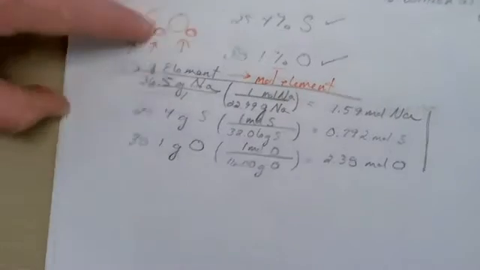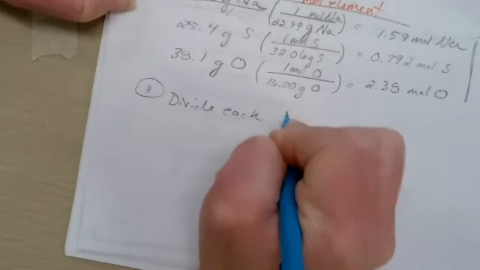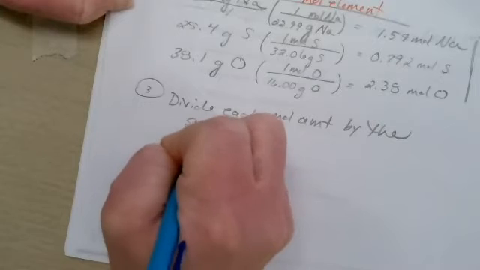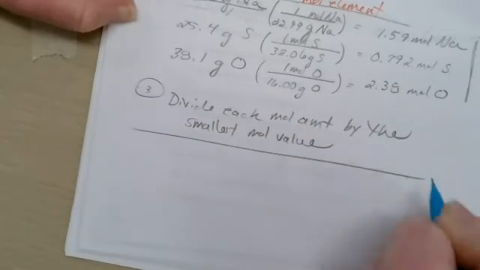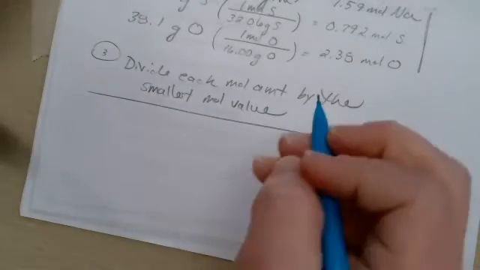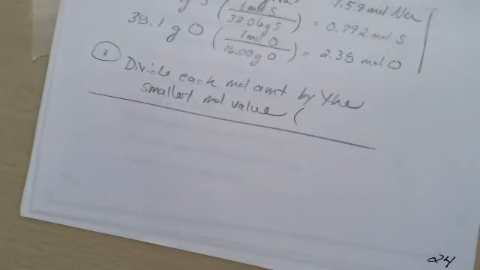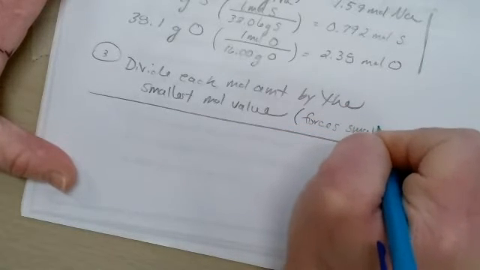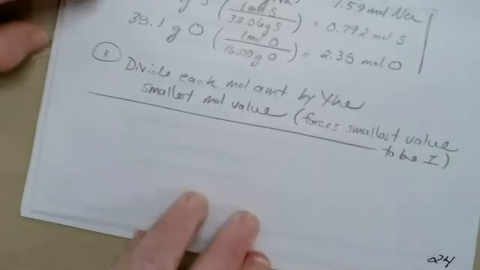The next step is you divide each mole amount by the smallest mole value. Okay, we divide each mole amount by the smallest mole value. And what that is doing is it is forcing our smallest value to be 1. Mathematically, that's why we do that.